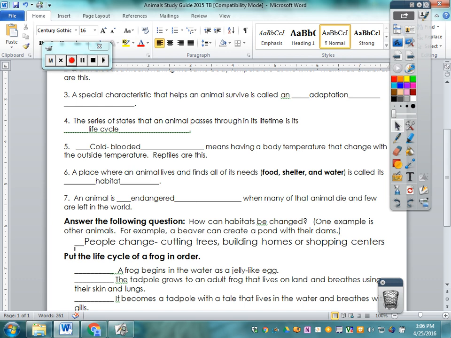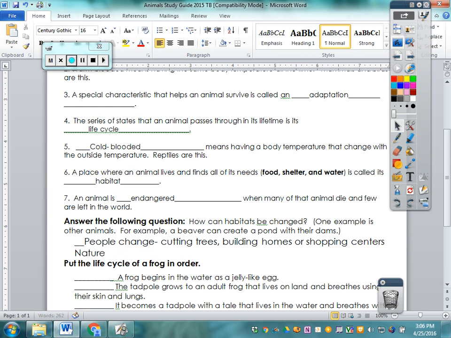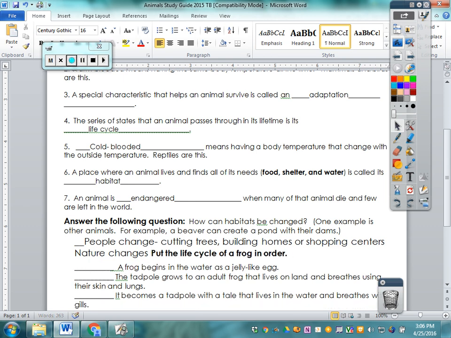Another way is nature. Nature changes. Typing and talking is not my strongest forte here. Miss Brazel has trouble with it.